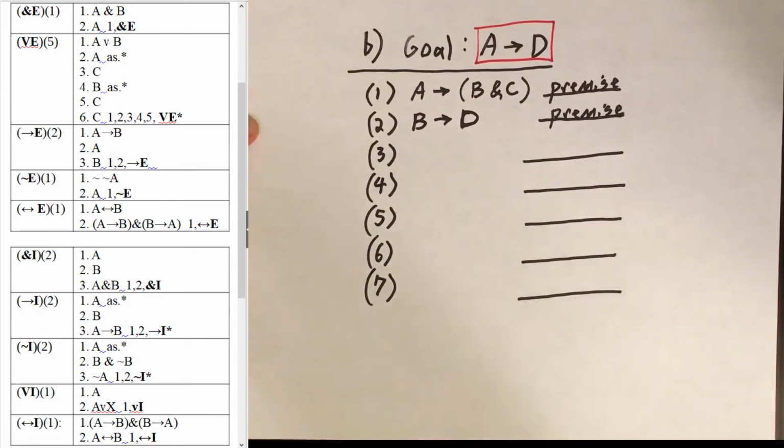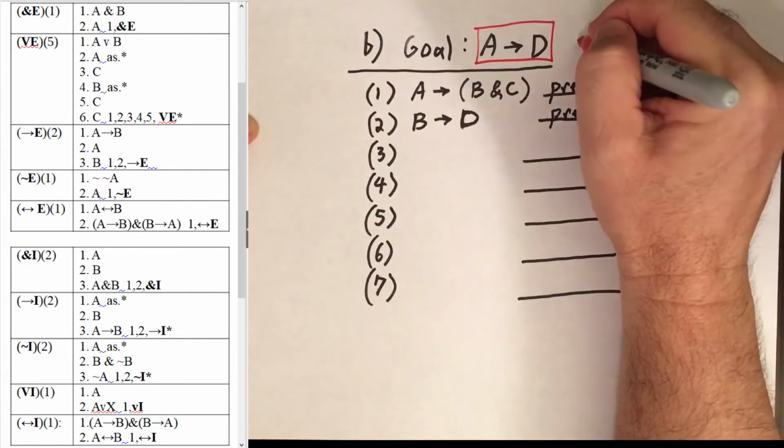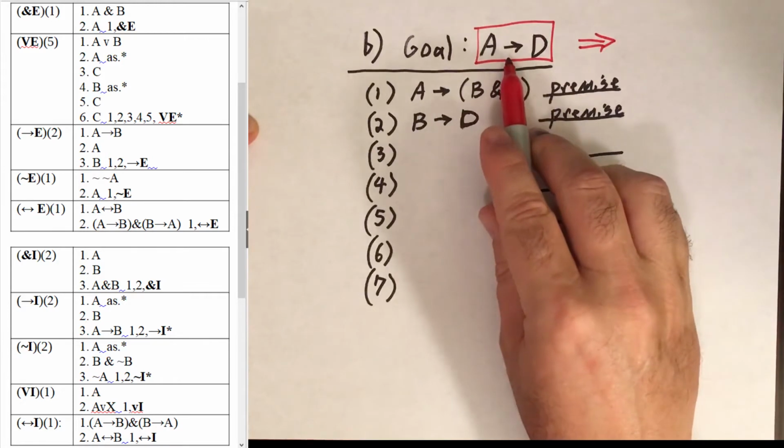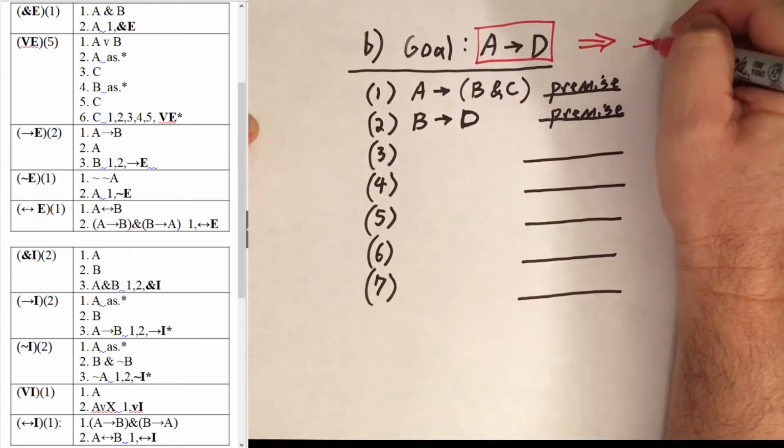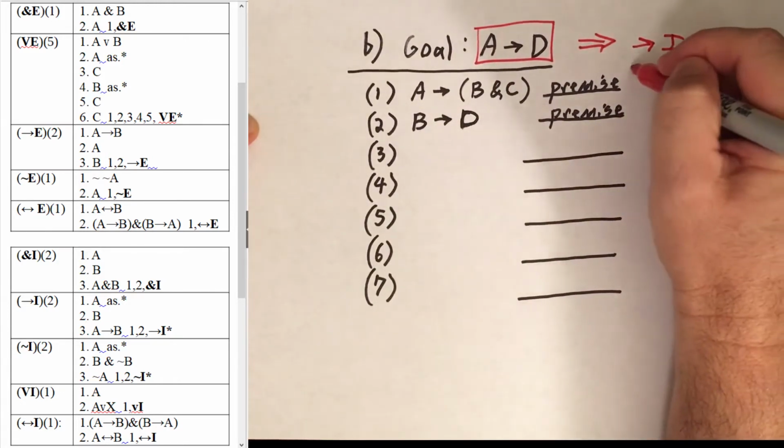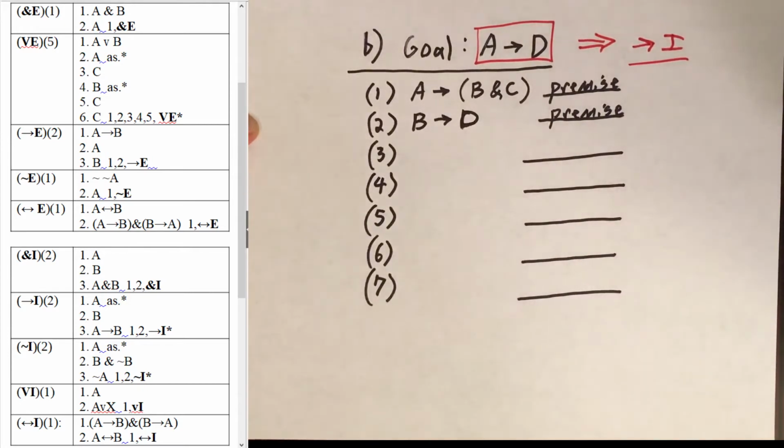And then I ask my same monotonous, repetitive question: do I see my goal in my premises? No, I don't see that sentence. So what does that tell me? I'm going to need to introduce a new sentence. So what am I going to introduce? I look at my main connective. It's a conditional. So obviously I'm going to need a conditional introduction. That's going to be my map.